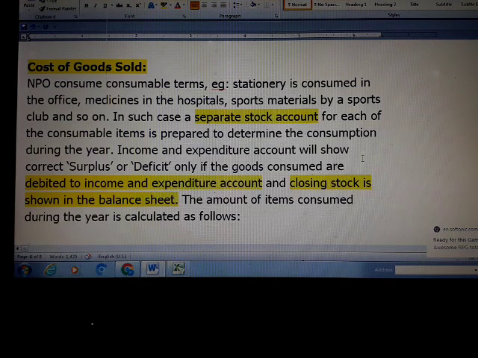So the closing stock will be taken to the balance sheet, because we are maintaining a separate stock account. Whenever we maintain a separate stock account, each stock account will contain an opening balance as well as a closing balance. The closing balance needs to be taken to the balance sheet. The amount of items consumed during the year will be calculated using a procedure. We have a small procedure or table using which we will calculate the amount of material or stock consumed. Let's try to understand how it works.